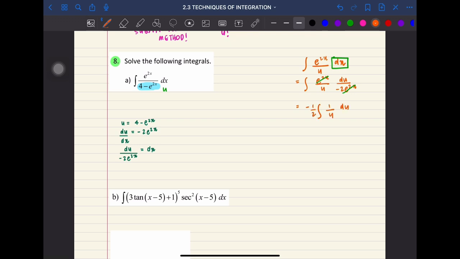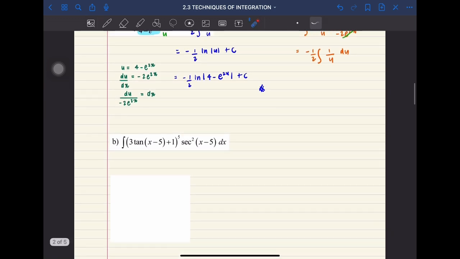Now everything has changed to u, so now you can put in your working steps. This one will become negative 1 over 2 times the integral of 1 over u du. Integrate 1 over u is ln modulus u plus c. Don't forget to substitute back your u, which is 4 minus e to the 2x, plus c. This is your final answer. Moving on to the next one.